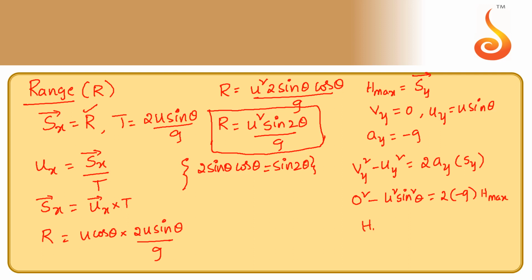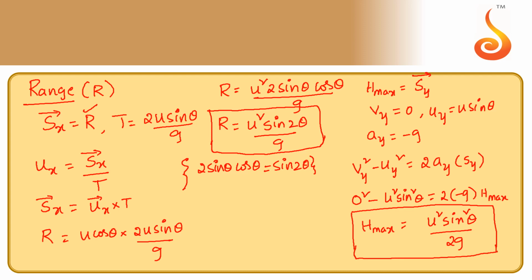Therefore, H max is equal to u square sin square theta by 2g. This is the maximum height reached by the projectile in the vertical direction.